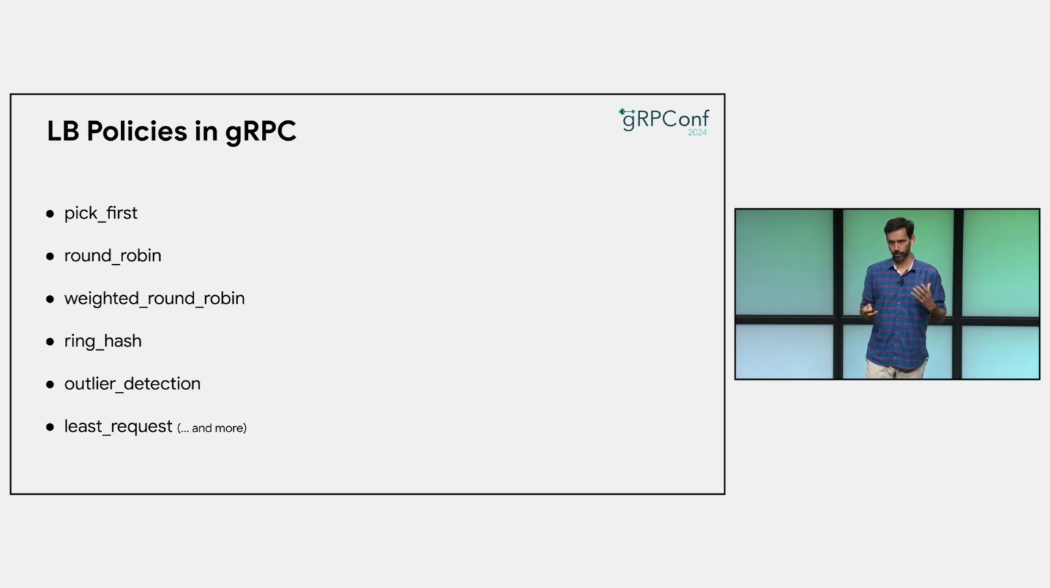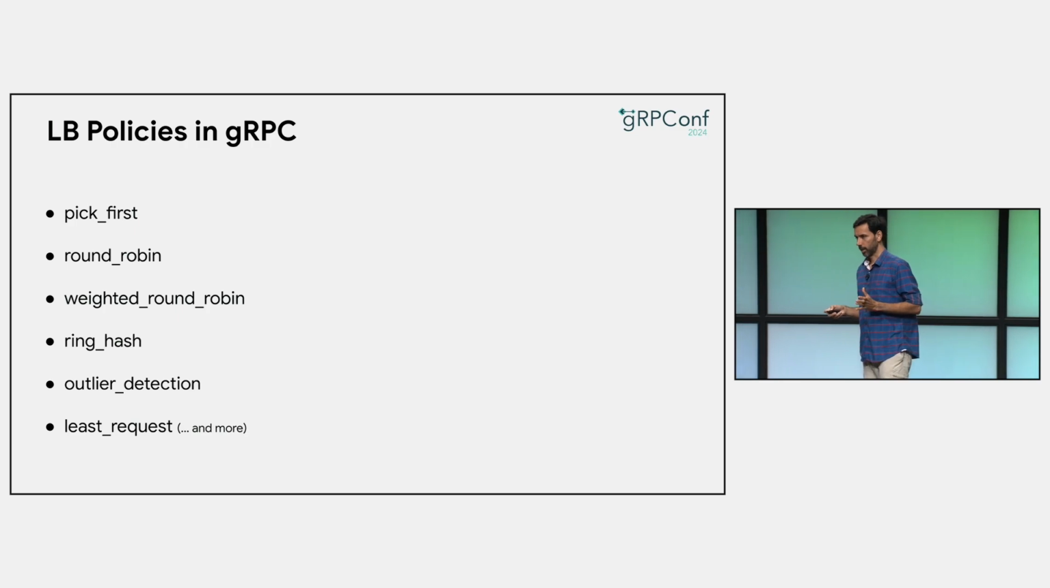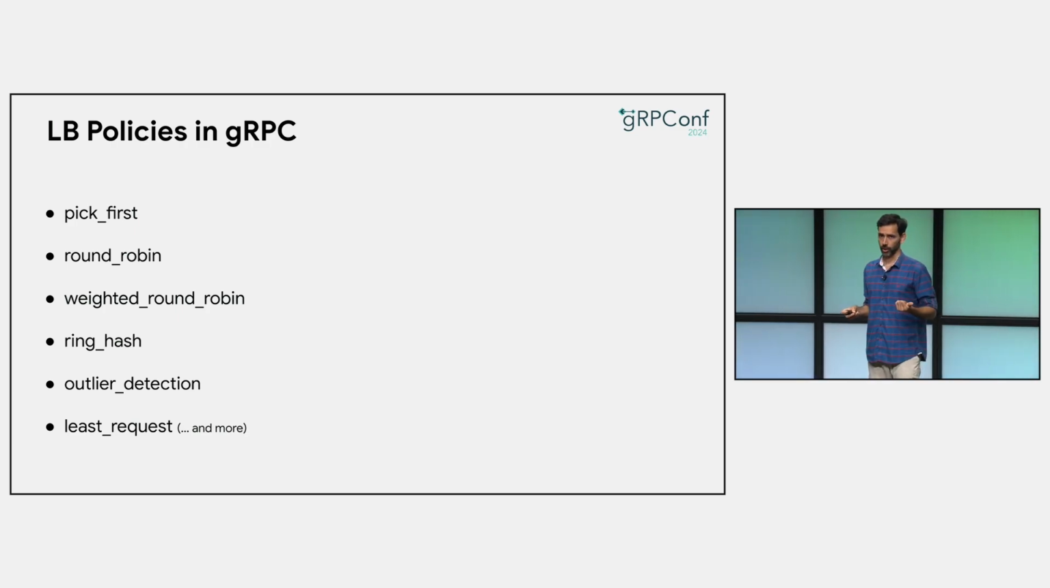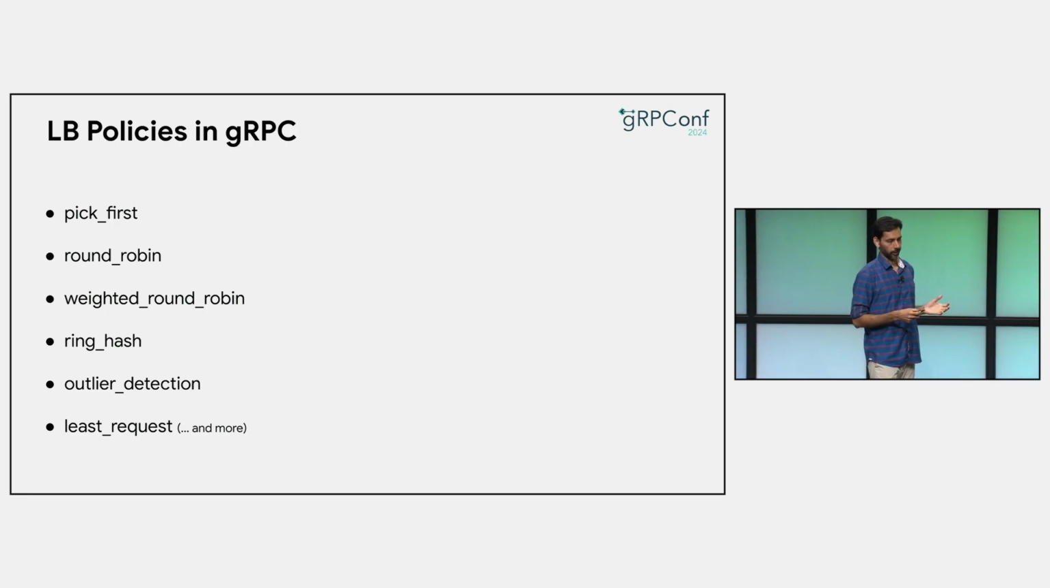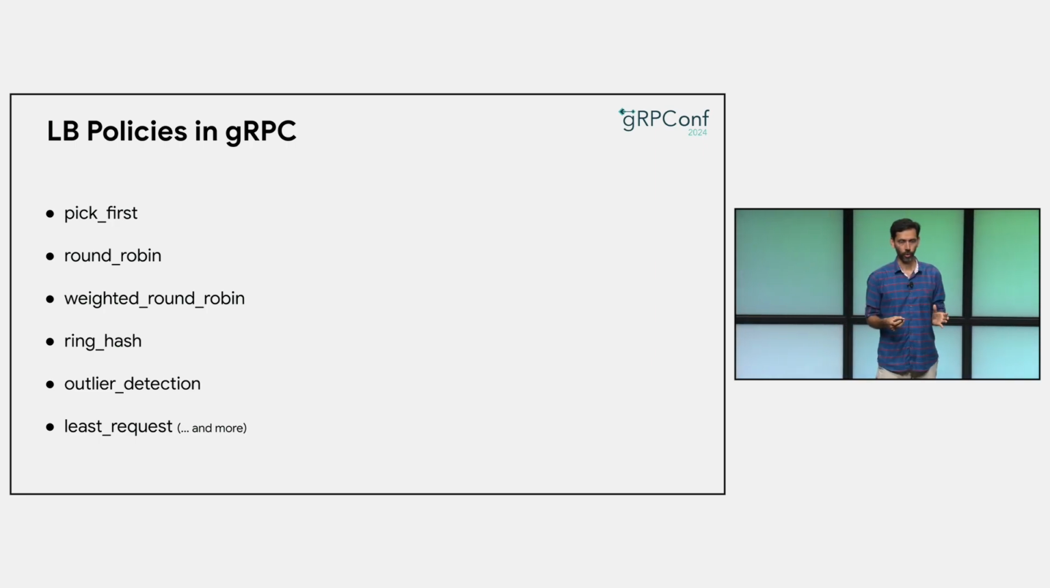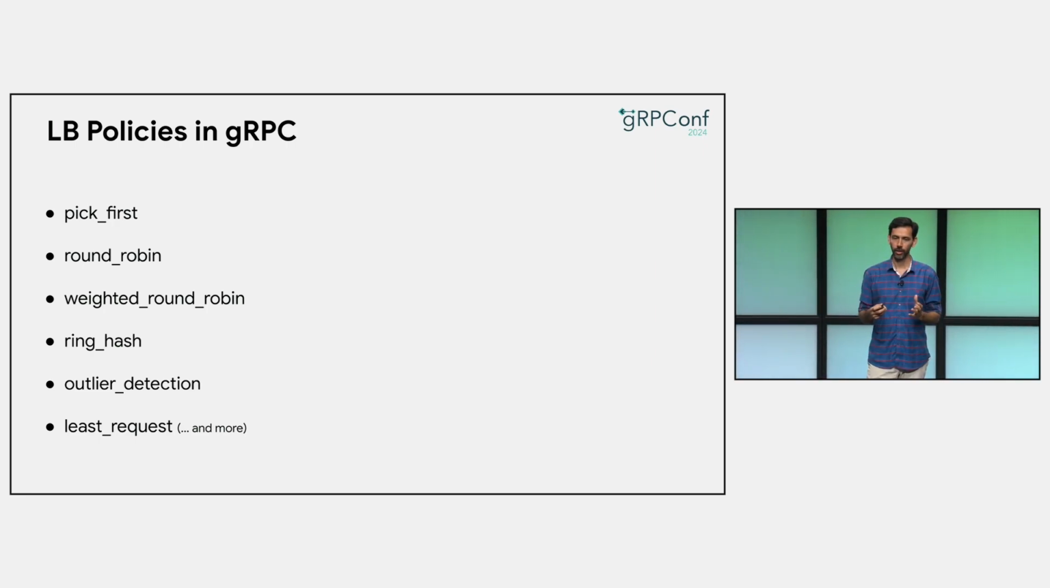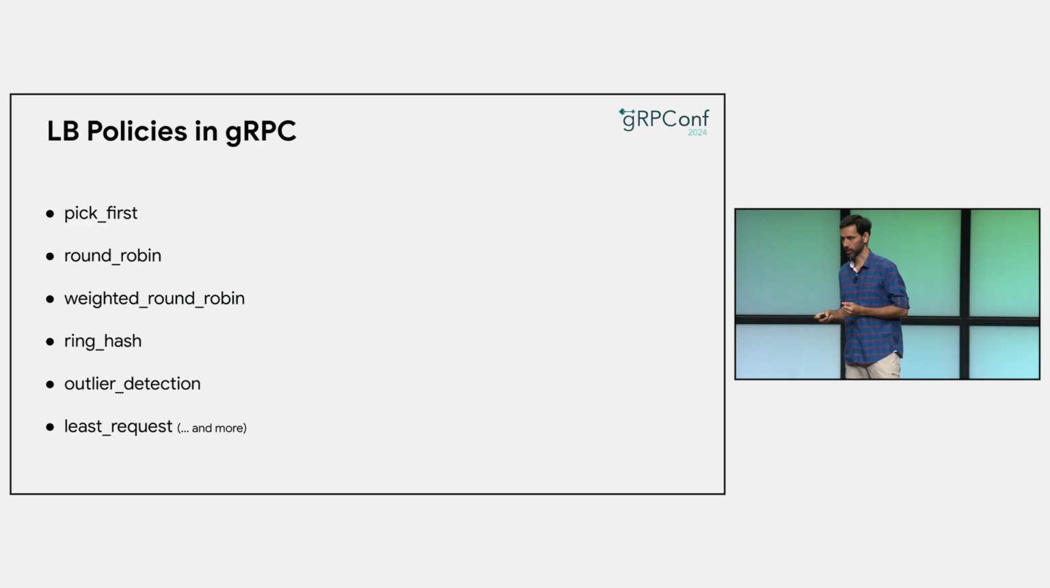So gRPC ships with a bunch of LB policies. And the plugin architecture that I just mentioned also allows you to write your own LB policies. But given how many LB policies we support, we don't expect you to have that need. But if you want to, you can very well do that with the plugin architecture.